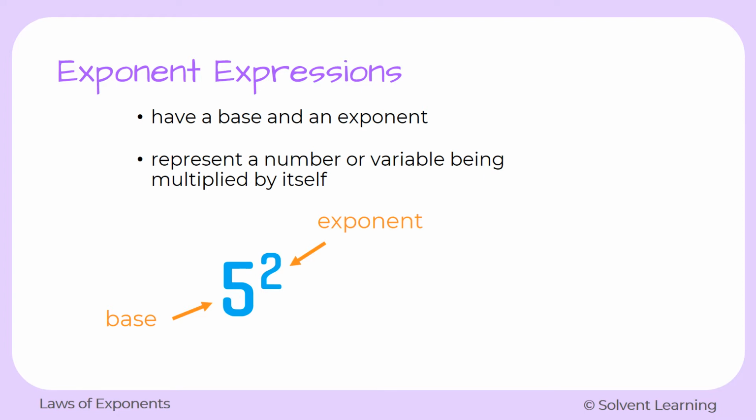And it represents a number or a variable being multiplied by itself. So in this case, the number 5, which is the base, is going to keep getting multiplied by itself. The exponent tells us how many of the base is being multiplied. So since 5 is the base and 2 is the exponent here, we're going to multiply 2 5s times each other. So to simplify this, we could write it as 5 times 5, or we could simplify it all the way and say 25.